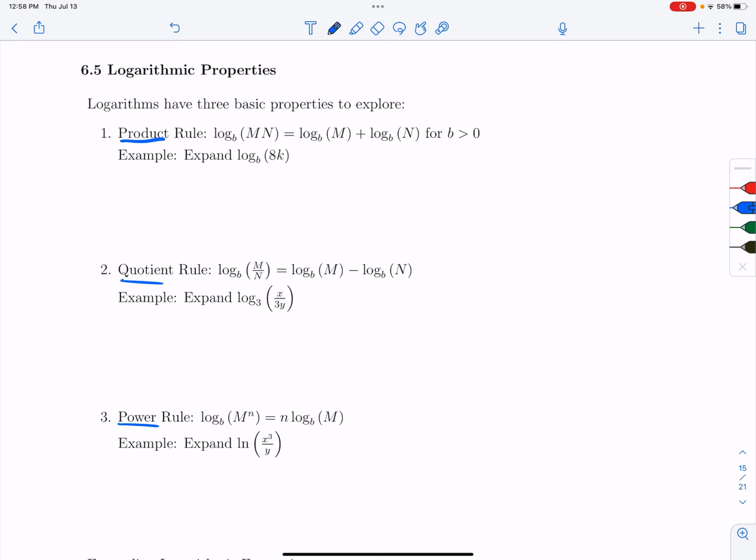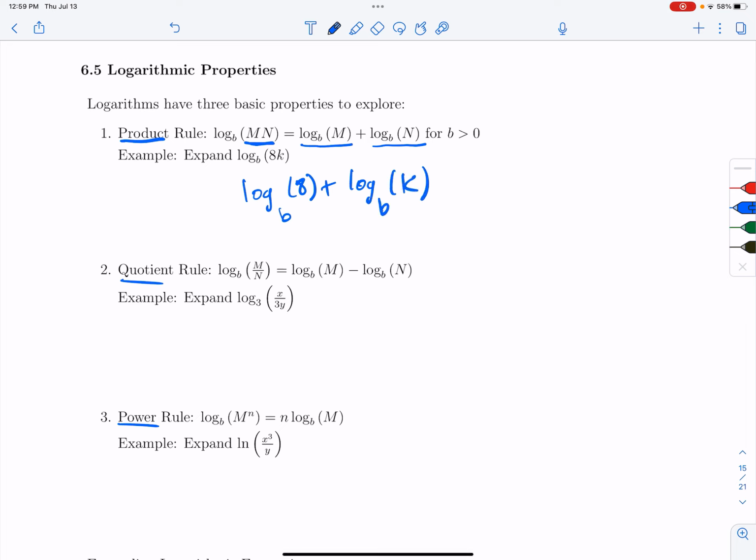All right, so the first rule is the product rule. If I have an argument that is a product, so an argument where two things are getting multiplied together, I can split that expression up into two log terms with the same base, but where I'm adding those terms together. So if I want to expand log base b of 8k, that's just going to be log base b of 8 plus log base b of k.